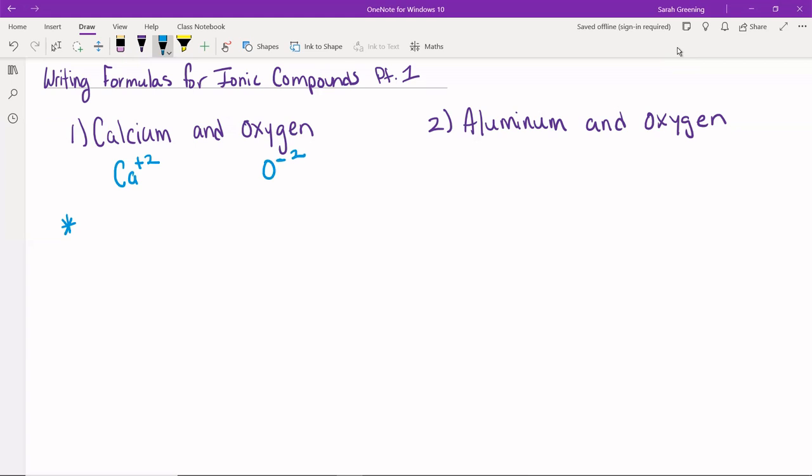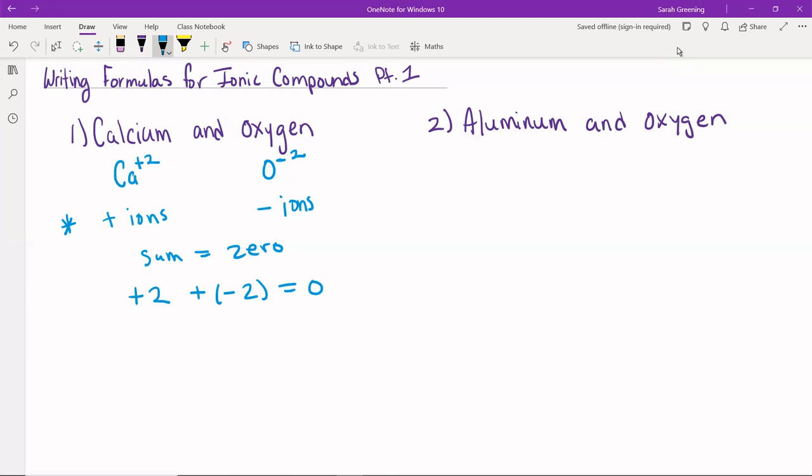And one of the key factors about writing ionic formulas is that the charges must balance out. So you will always have positive ions, you will always have negative ions, and the sum of their charges must equal 0. In this case, this is an easier example because calcium has a +2, so our positive ion is +2. And oxygen has a -2. So if we were to take +2 plus a -2, this will equal 0.